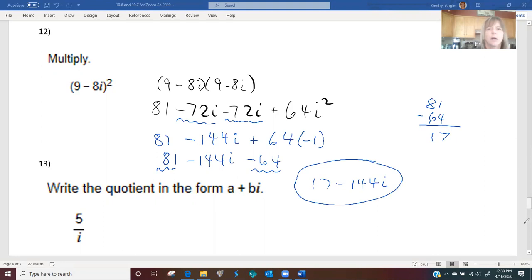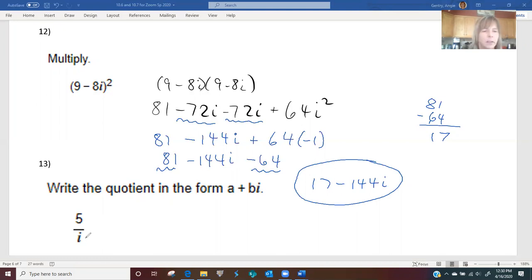Okay. Now, you're going to learn to write the quotient in the form a plus bi. You'll learn that you cannot have an i in the denominator. It's just like the radicals. You couldn't have a radical in the denominator. You had to rationalize the denominator. So here, I call it, you need to "real" the denominator. Nobody uses that term, but that's essentially what we're doing. We're getting rid of the i in the bottom.